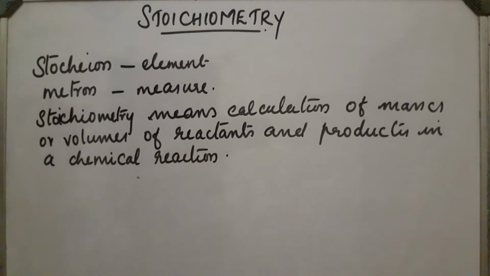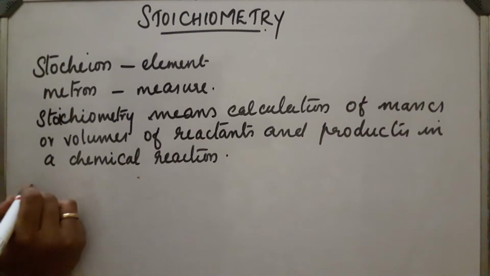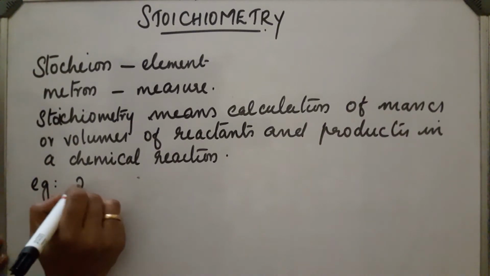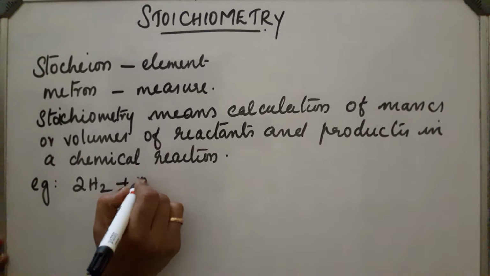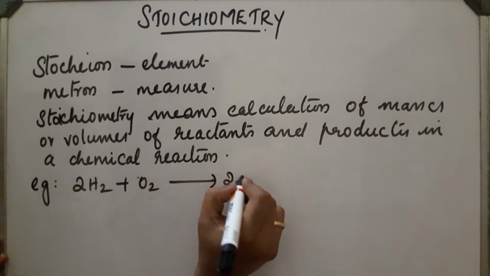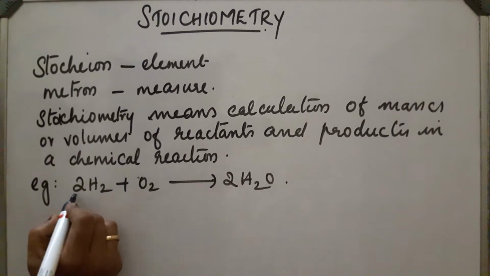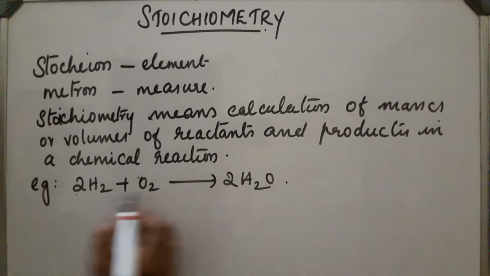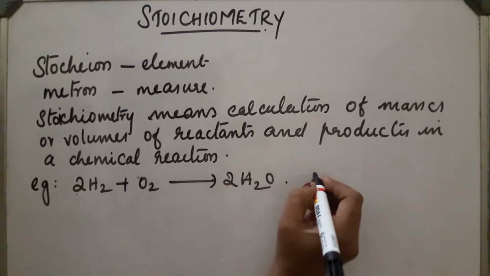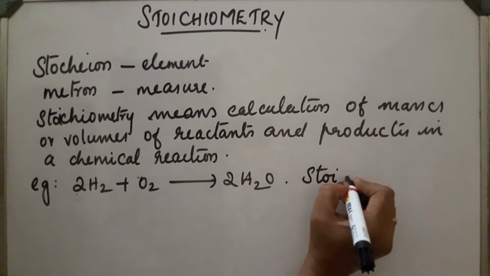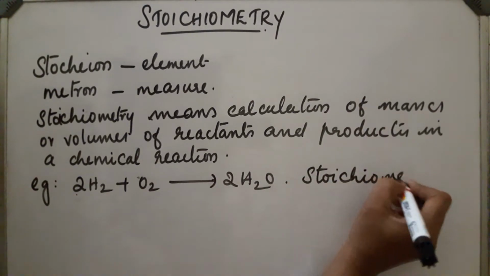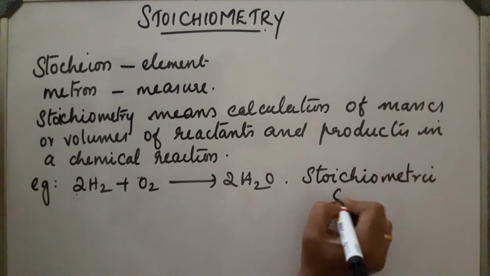Let us take one example. A balanced chemical reaction is taken. For example, 2H2 plus O2 gives 2H2O. This reaction is a stoichiometric equation. Okay. Here, the coefficients of these reactants and products, the 2, represent the stoichiometric coefficients. These are called stoichiometric coefficients.